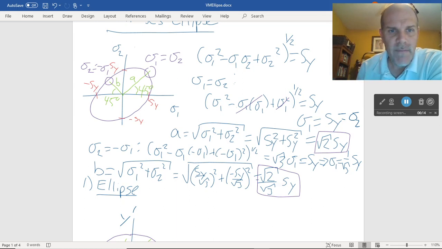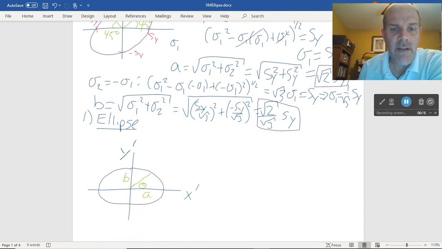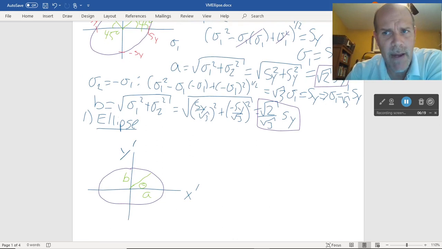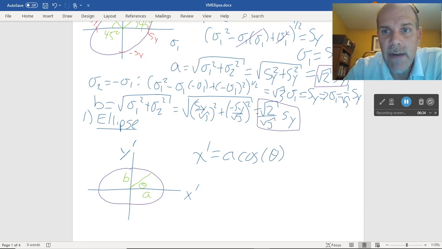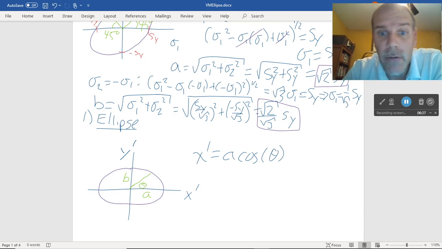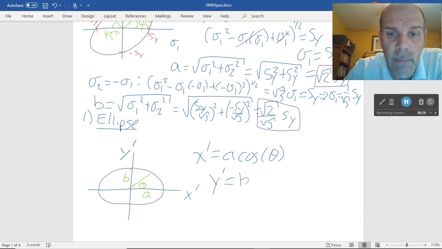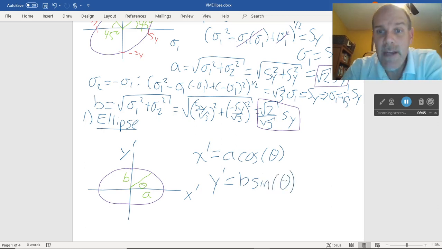And making an ellipse this way, aligned with the x prime and y prime axes, we'll get to x and y in a minute, that's easy, right? If I have an angle theta, a parametric angle so to speak, we can say x prime is equal to a times the cosine of theta, where a is the semi-major axis. Hey, that's our root 2 sy, that's why I bothered, right? And y prime is equal to b sine of theta. Well, hey, look, b is just root 2 over root 3 sy. Again, that's why I bothered, right? That gets us partway there.